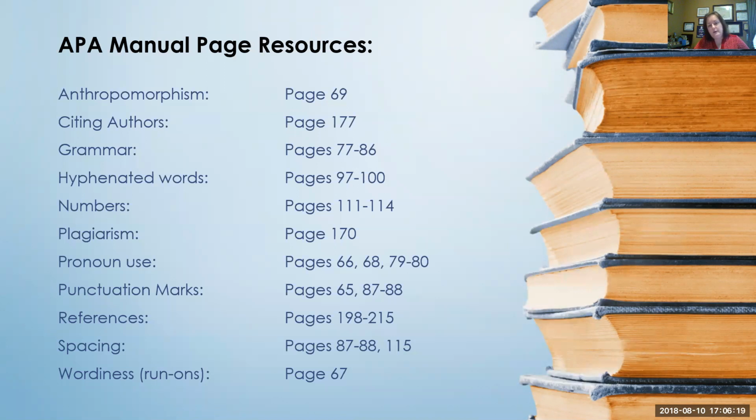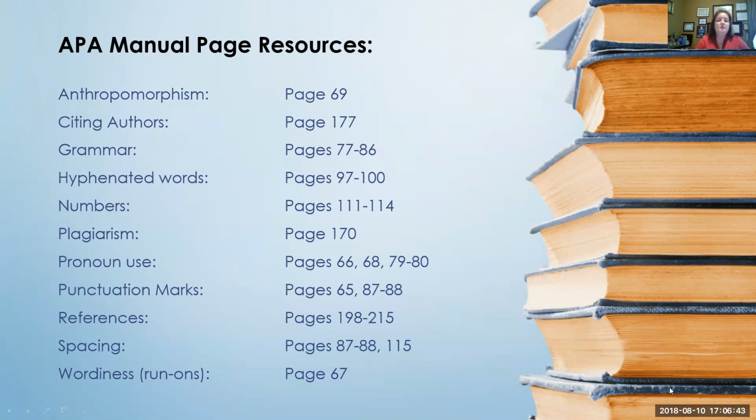References has a huge page span from 198 to 215, because again, like I said earlier, I only shared a very few of the most common types of references that y'all are using in class. However, as you get more and more into writing and research, your references do change over time. And then line spacing, same thing, there's a section on that.